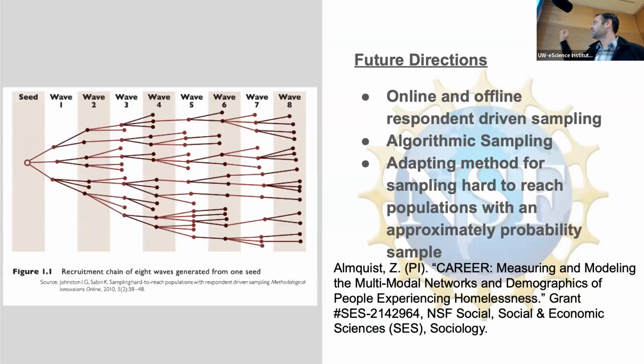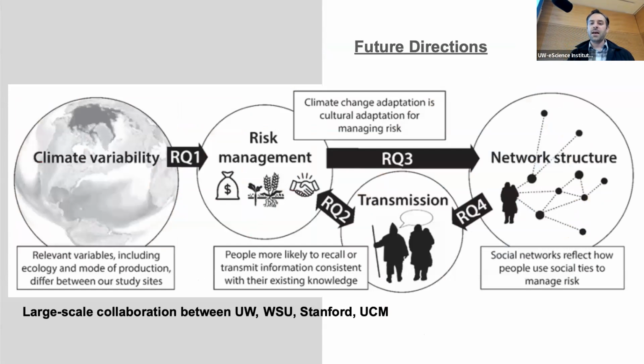Future directions. As I said, I'm very interested in this use case of using online surveys combined with machine learning to improve good population estimates. And then I have this long-standing growing collaboration with Washington State, Stanford, UCM researchers focused on integrating big biophysical data, risk models, and social network data to understand responses to climate change all over the world.